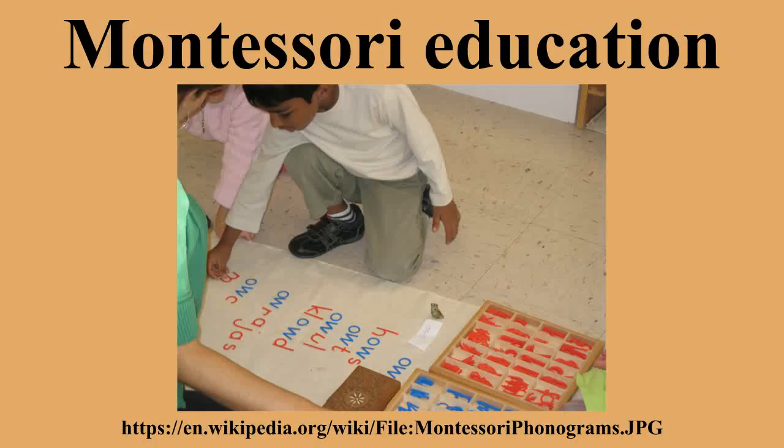Planes of development. Montessori observed 4 distinct periods, or planes, in human development extending from birth to 6 years, from 6 to 12, from 12 to 18, and from 18 to 24.